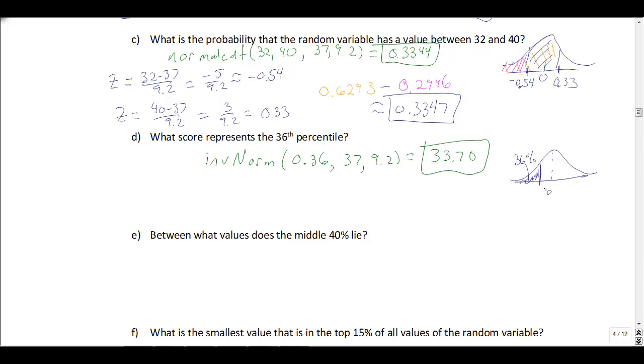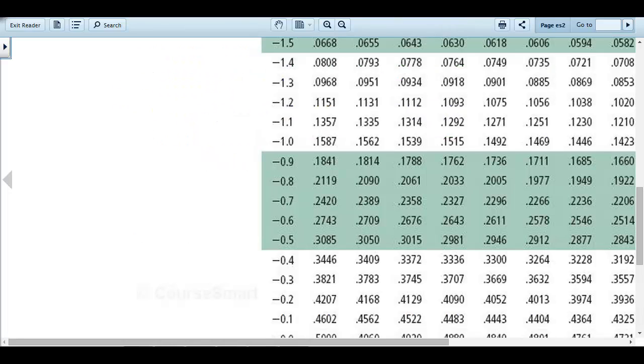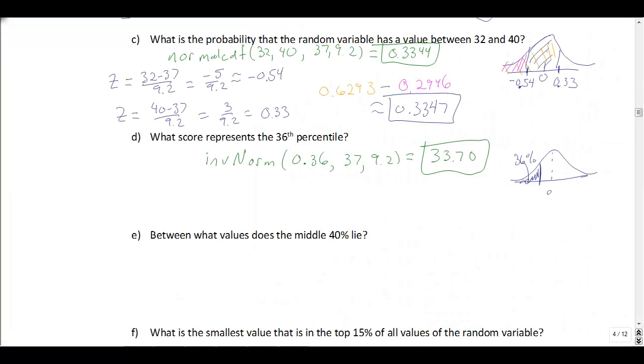Now that'll be a z-score, which I'll have to convert to x. But what I'm going to do is look at my table. I'm looking for 0.36 here. So it's between these two. So this is negative 0.30, 31, 32, 33, 34, 35, and 36. It looks closer to the 36, so I'm going to pick the negative 0.36 here. There's some error there, but that's what we'll live with.